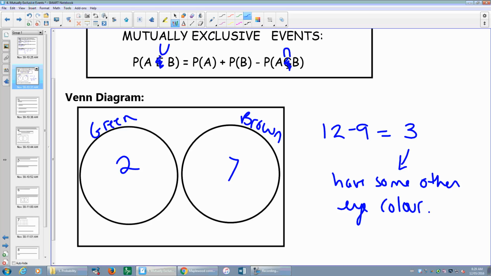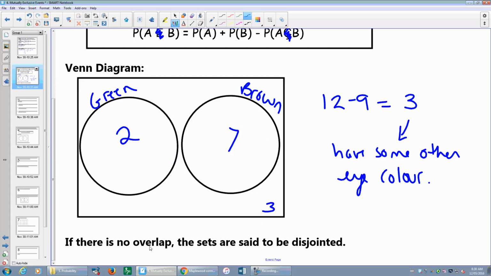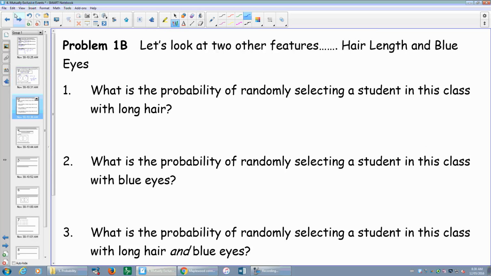Now, technically what you can have is we have a rectangle here. What you could do is you could put the 3 down in the corner if you wanted to, because that represents all the people inside that set. And we know we have 2 green eyes, 7 brown eyes, and 3 is just here to say 3 have some other color eye that we don't notice. And again, if there's no overlap, the sets are said to be disjoint, which means that they're mutually exclusive.